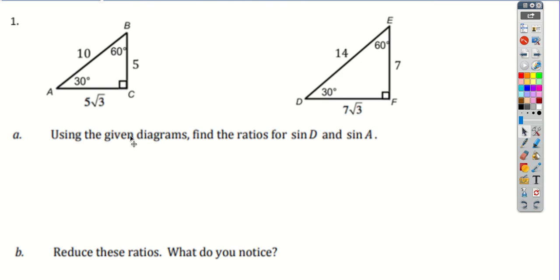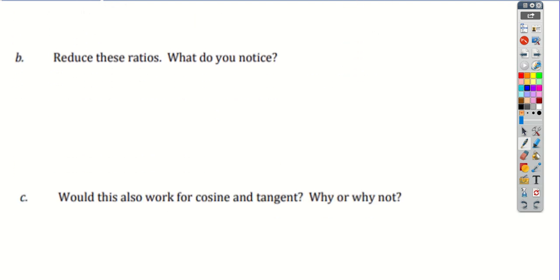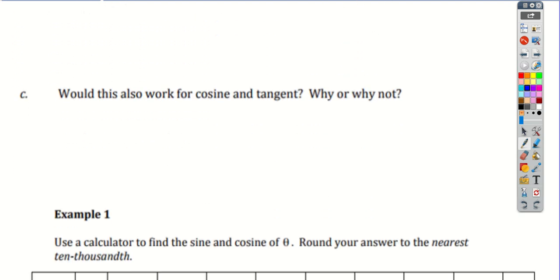All right, and then we're going to do the same thing here, okay? So we want to just go through, and on the next page, would you guys come up with the ratios for sine of D and sine of A here? And reduce them, and then see what we know. So, would you guys do that as well? Do you think this is going to be the same for cosine and tangent?